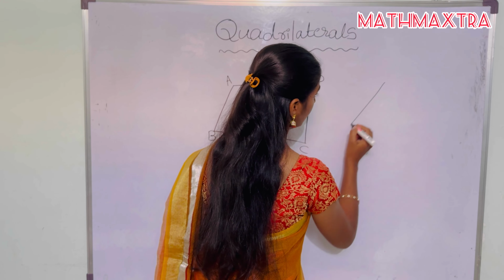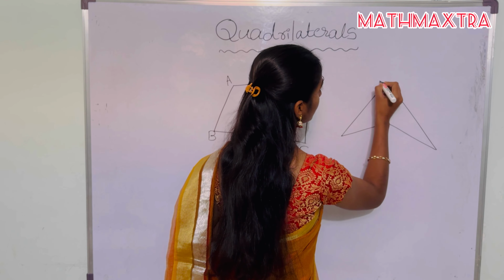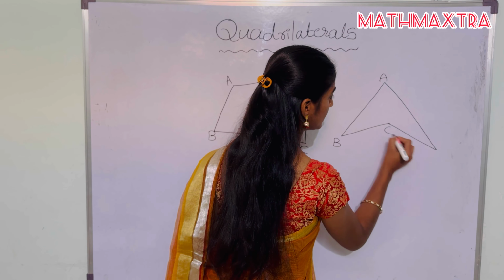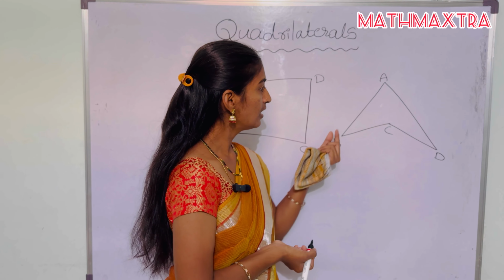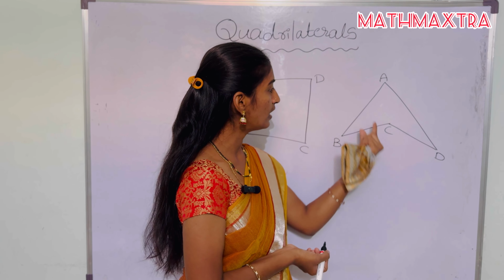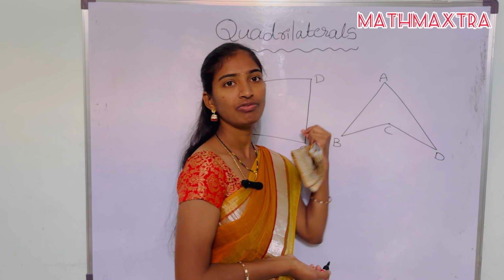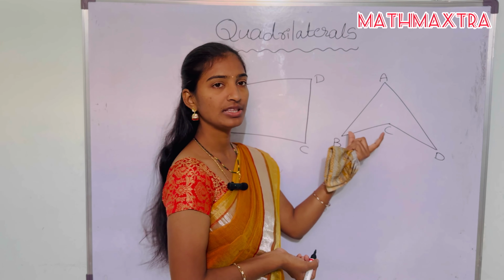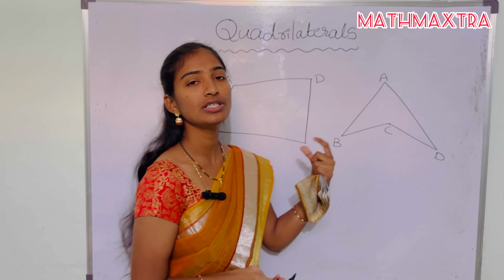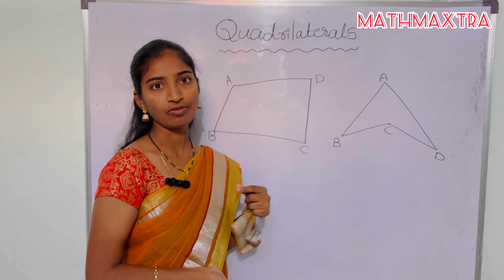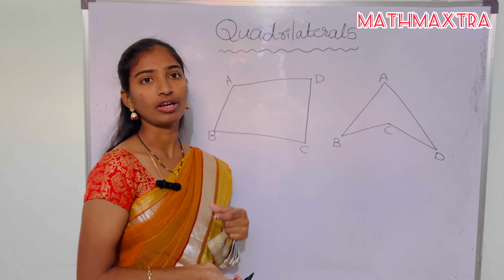Okay. Now, is this a quadrilateral? A, B, C, D. Is this a quadrilateral? Yes, it is a quadrilateral. See, it has four line segments, 1, 2, 3, 4. And it is a simple closed plane figure. Yes, that is why this is also called a quadrilateral. Then what is the difference between these two? We have two types of quadrilaterals. That is, one is convex quadrilateral and the other is concave quadrilateral.